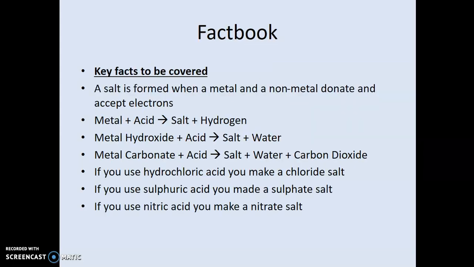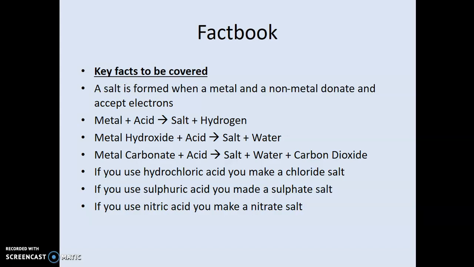Okay, so going back to the fact book, the points we were aiming to cover. A salt is formed when a metal and non-metal donate and accept electrons. We've covered that. Metal plus acid produces a salt plus hydrogen because the metal combines with the non-metal in the acid and hydrogen gas is released because all acids contain hydrogen. Metal hydroxide plus acid again produces a salt, but this time it produces water because the hydrogen released combines with the oxygen, or hydrogen and oxygen, in the metal hydroxide.